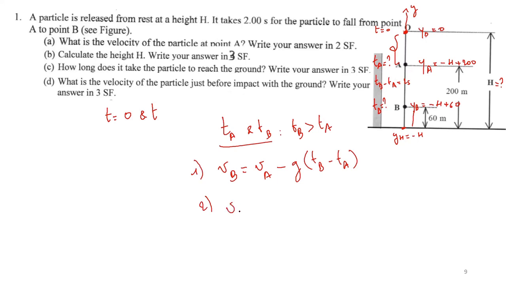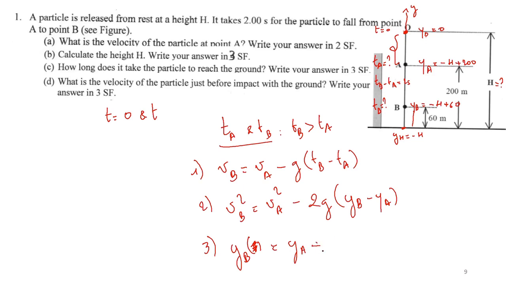Second equation, VB square is equal to VA square. Write down this because this is very important. If you know it, no need to write it. If you don't know it, YB minus YA. And finally, last equation is YB is equal to YA plus VA (TB minus TA) minus half g (TB minus TA) square.